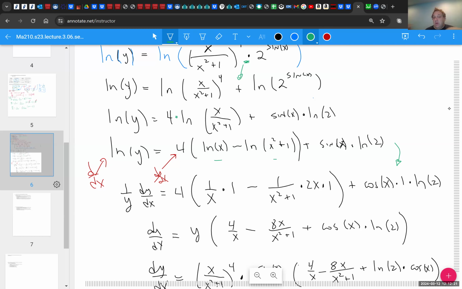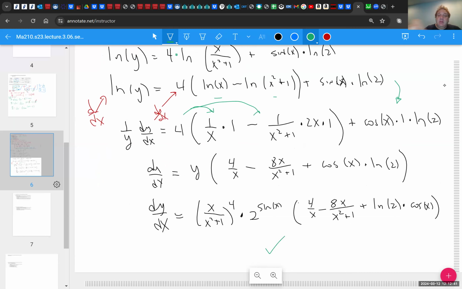All right, so that's 1 over y dy/dx is equal to that entire thing. I'm going to multiply the 4 through just to combine things together. If I multiply the 4 through, I get 4 over x and 8x over x squared plus 1. And then I don't need to have those parentheses anymore. I can just say plus the cosine x ln 2. I do need to solve for dy/dx, so I'm going to multiply both sides by y. So this side's being multiplied by y to simplify this. And of course, I have to multiply the other side by y, which is why there's a y here.